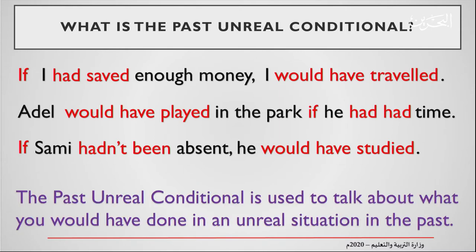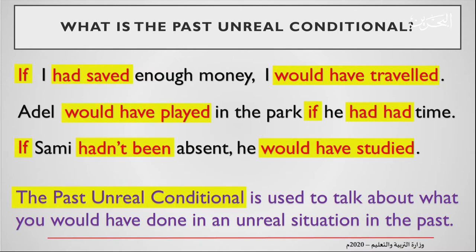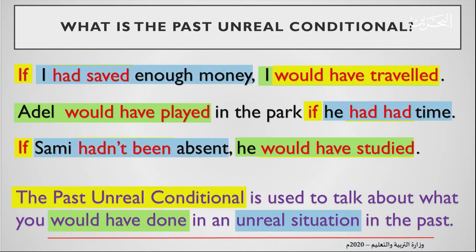So, the past unreal conditional: if I had saved, I would have traveled; Adil would have played, if he had had time; if Sami hadn't been absent, he would have studied. It is used to talk about what you would have done in an unreal situation. So, would have done, like Adil would have played, or I would have traveled, or he would have studied, in an unreal situation, like if I had saved enough money, or if he had time, or Sami hadn't been absent. All of these situations are unreal.